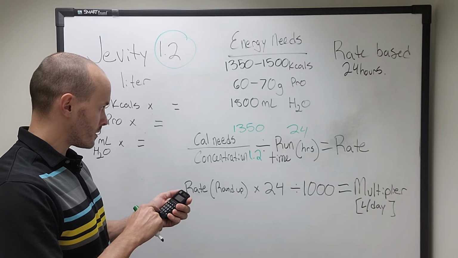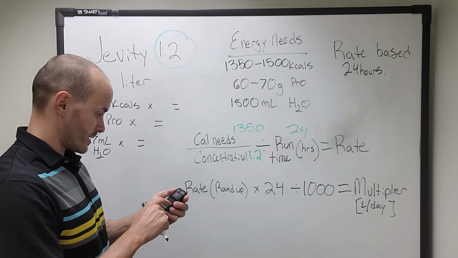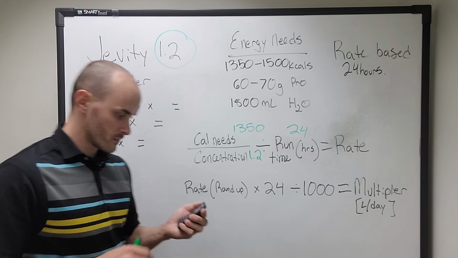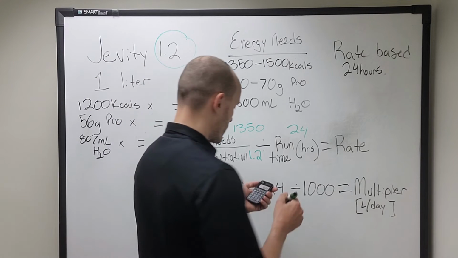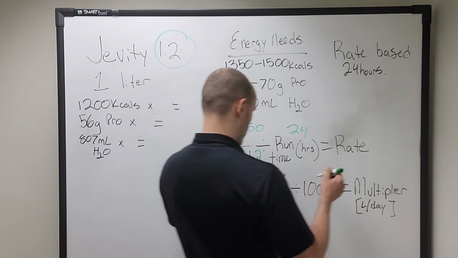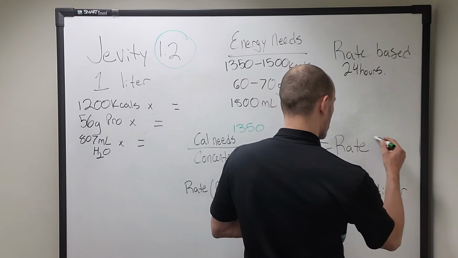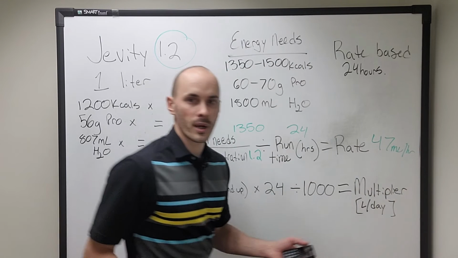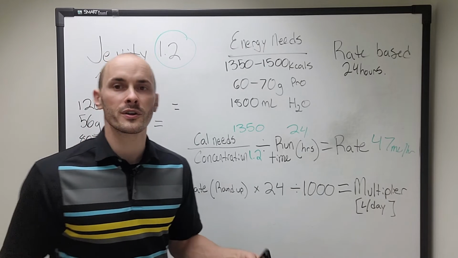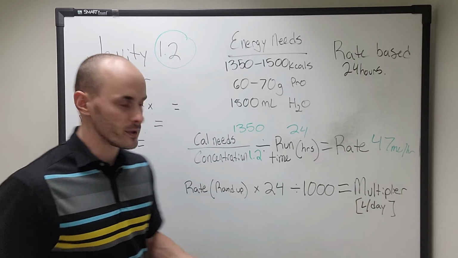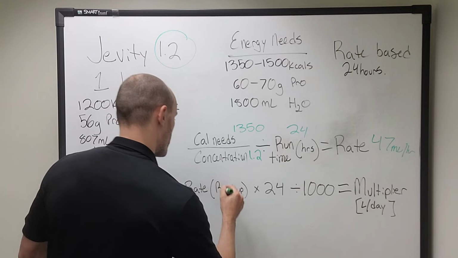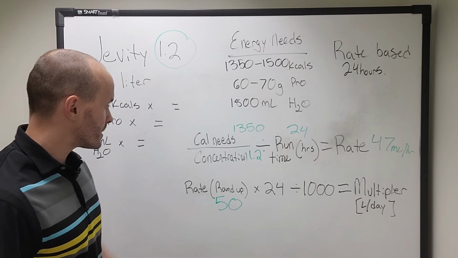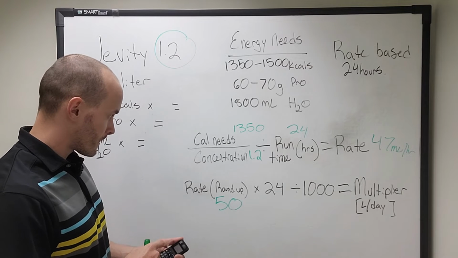I did not do that right. 1,350 divided by 1.2 divided by 24. Always important to check your math. So this gives us 46.8. So we're just going to say 47 milliliters per hour. Now remember, we're going to round up. I'm not going to tell the nurse to run the formula at 47 mils an hour. We're going to round up to 50. We all see that? 50 mils an hour is what we're going to run it at.